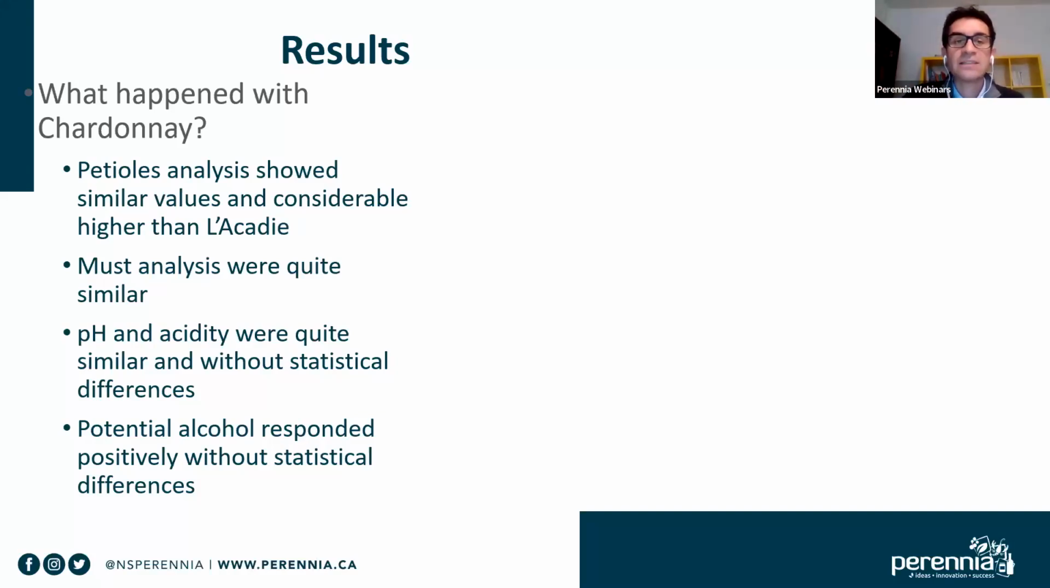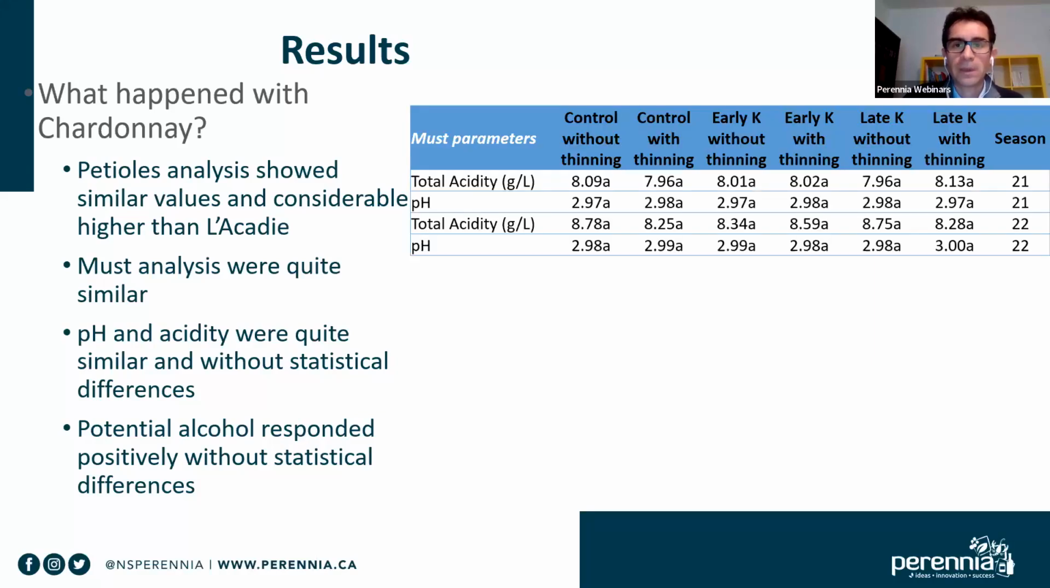The must analyses were quite similar. In terms of total acidity and pH, they were quite similar and without statistical differences. As you can see, we have the total acidity in grams per liter and the pH, and the values are quite similar without a big difference. Neither in 2021 nor 2022 were we able to see a big change.